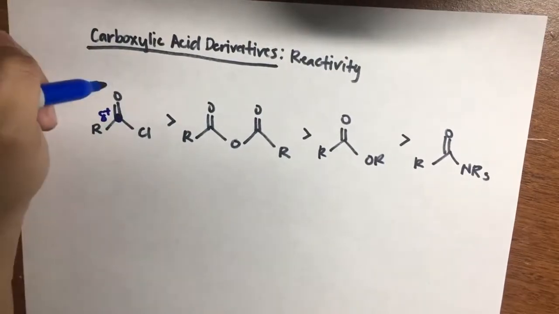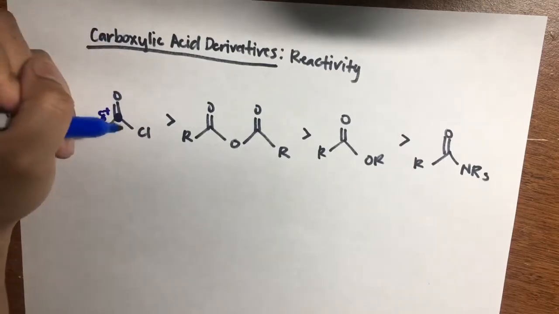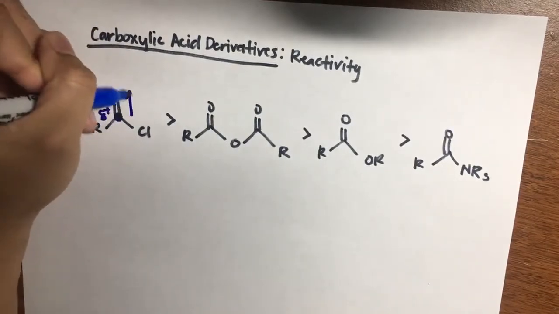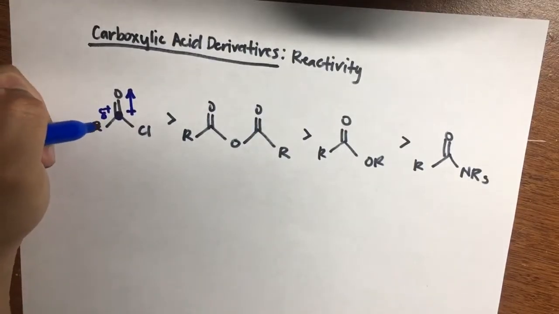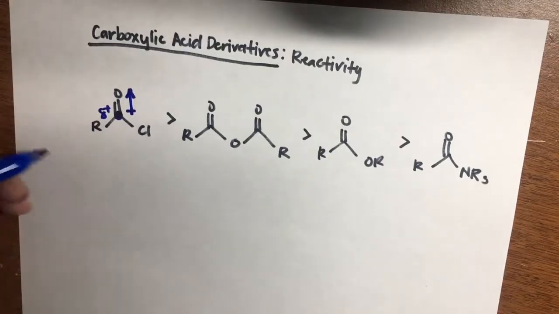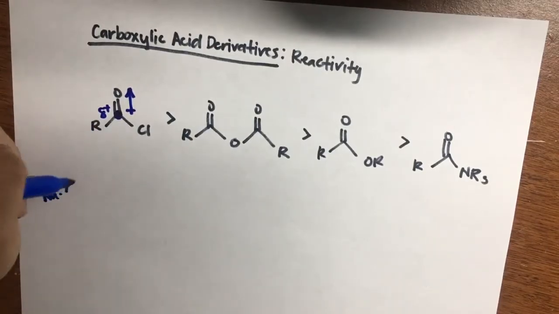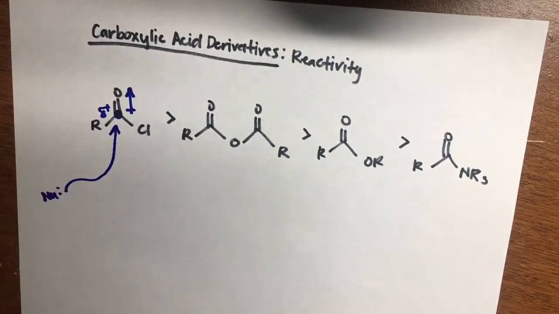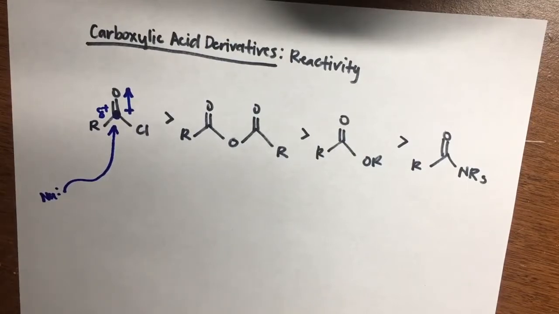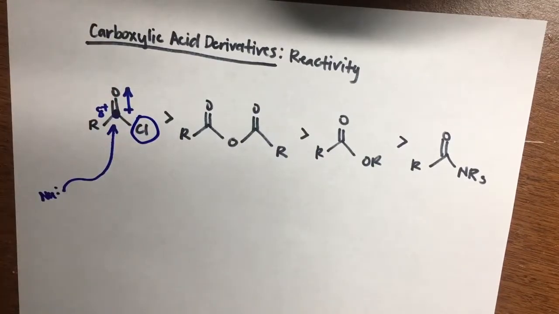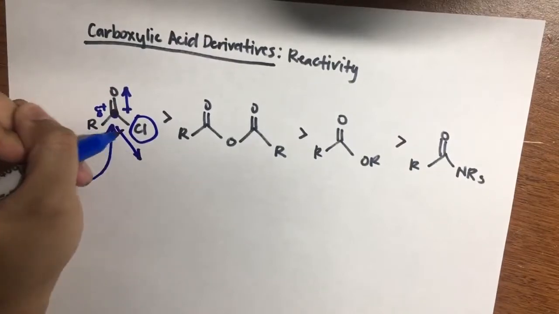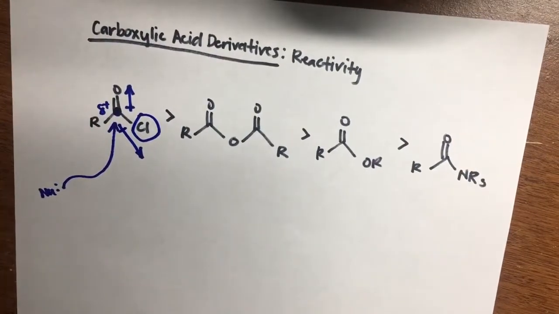So as you know, oxygen is a very electronegative atom. So what it's doing is it's pulling that electron density away from that carbonyl carbon, making this carbonyl carbon much more partial positive. And now a nucleophile can attack at that carbonyl carbon. And the reason that acid chlorides are more reactive than anhydrides, which are more reactive than esters, which are more reactive than amides, is because chlorine is an electronegative atom that's further pulling away that electron density from that carbonyl carbon, making it much more partial positive.